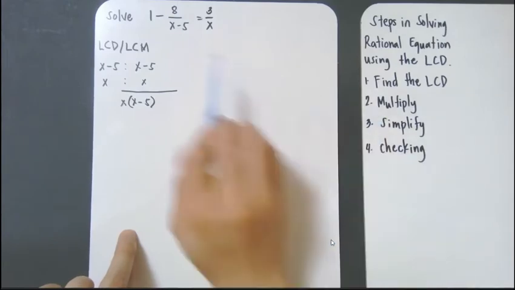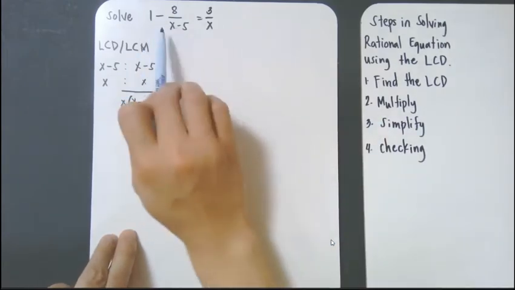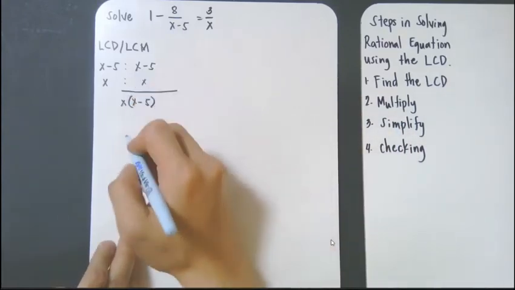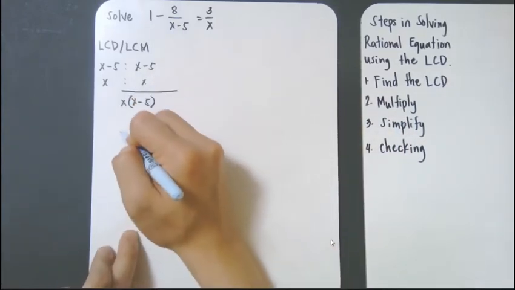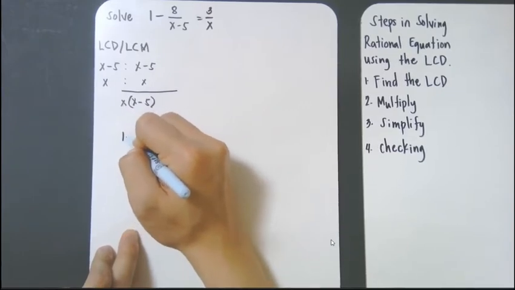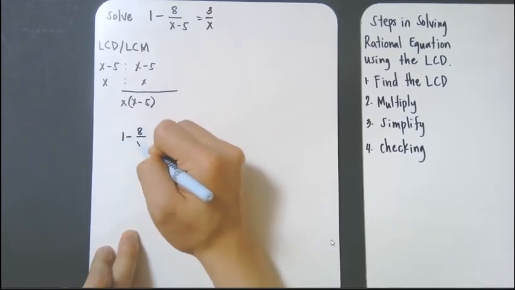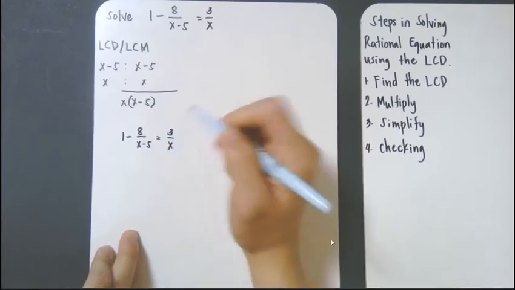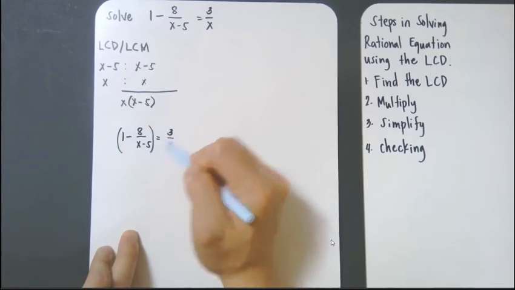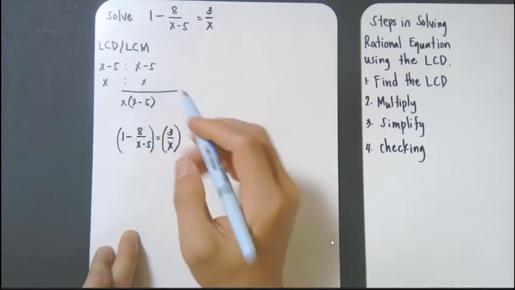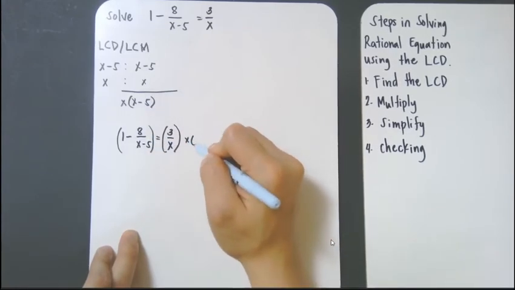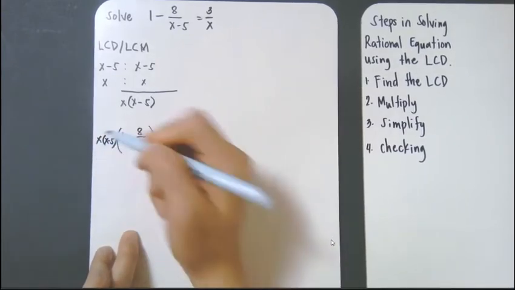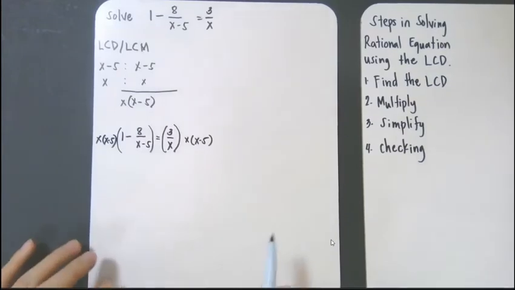Step 2 is we multiply both sides of the equation by the LCM. So we copy our equation, that is 1 minus 8 over x minus 5 is equal to 3 over x. So we multiply both sides by the LCM, which is x times x minus 5. Okay, now we simplify.